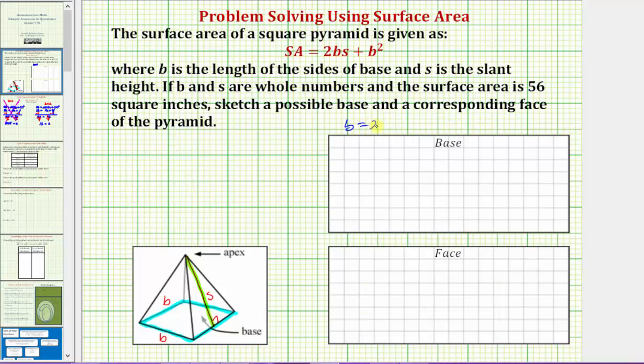Because we found b equals 2, the base can be a 2-inch by 2-inch square, which would look like this. And because the slant height is equal to 13, notice how b is also the length of the base of the triangle, which again is an isosceles triangle. So we'll sketch a 2-unit base here, and because the height of the triangle, which is the slant height of the pyramid, is 13 units, or 13 inches, from here we'd count over 13 units. So 1, 2, 3, 4, 5, 6, 7, 8, 9, 10, 11, 12, 13. And now we can form the corresponding triangular face.